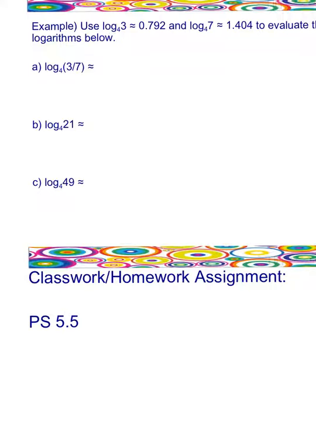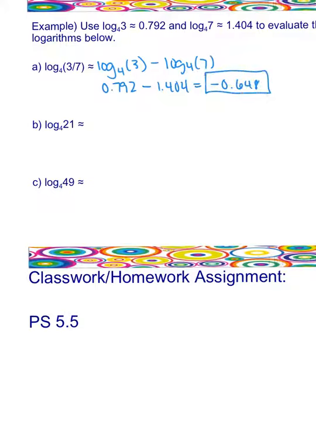So on the first one, if I were to use my quotient property to expand it, I would have log base 4 of 3 minus log base 4 of 7. And since I have these approximations, I know log base 4 of 3 is 0.792, and log base 4 of 7 is 1.404. So when I subtract these two numbers, I get negative 0.648. So log base 4 of 3/7 is, I should say, approximately negative 0.648, since I'm using approximations.